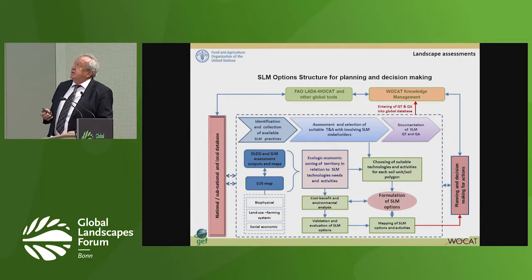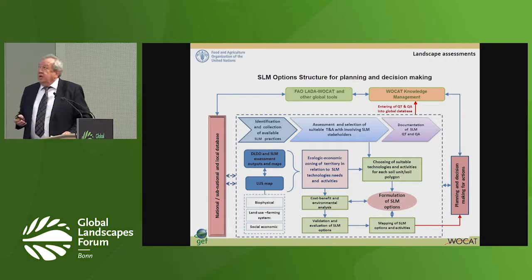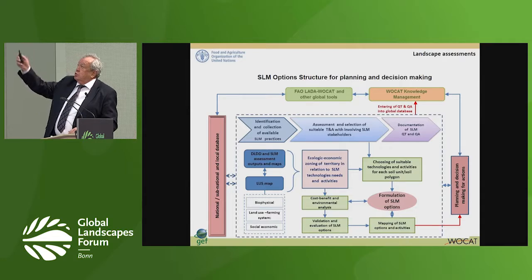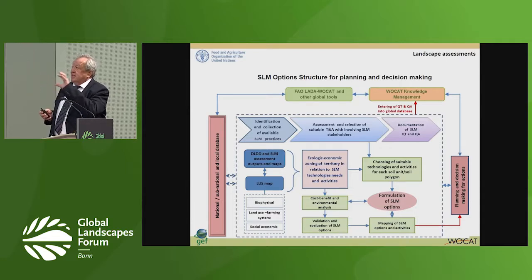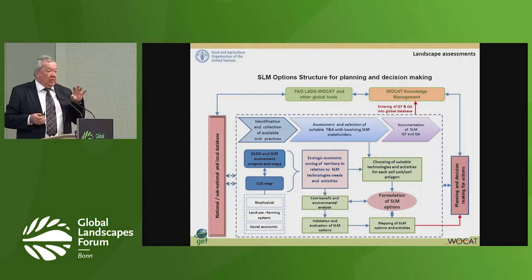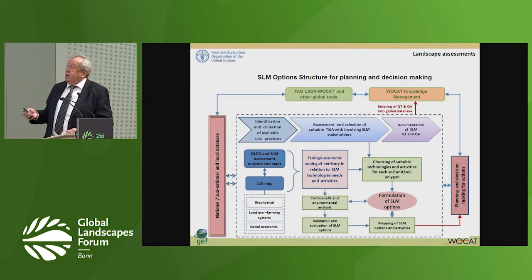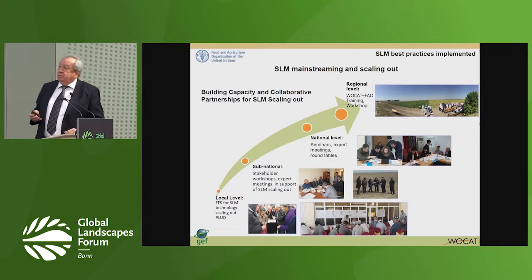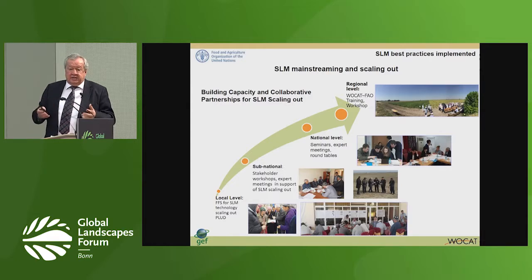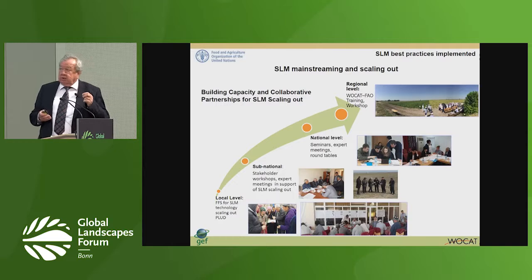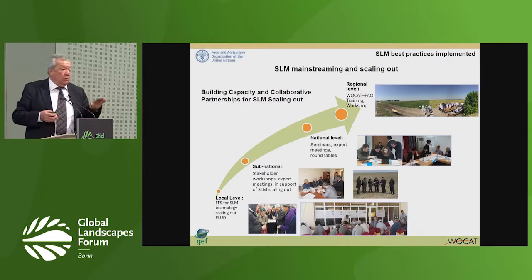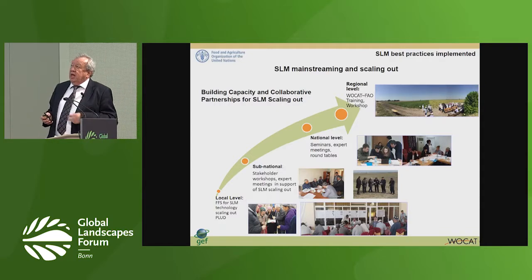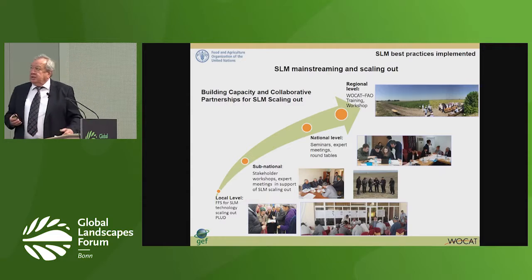SLM option structure for planning and decision making. Of course, we use the FAO, LADA, WOCAT, and now the global tools for showing how it's possible step by step to improve the situation on our degraded lands. And due to this work, on the local level, we presented a few technologies which can improve the situation on the local level. On the subnational level, we organize stakeholder workshops, expert meetings in support of SLM scaling out.